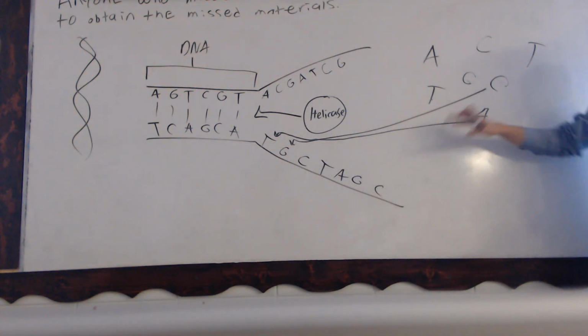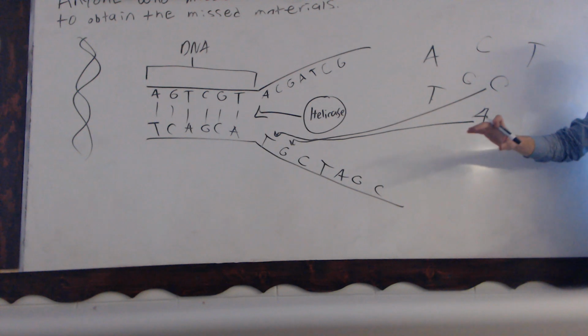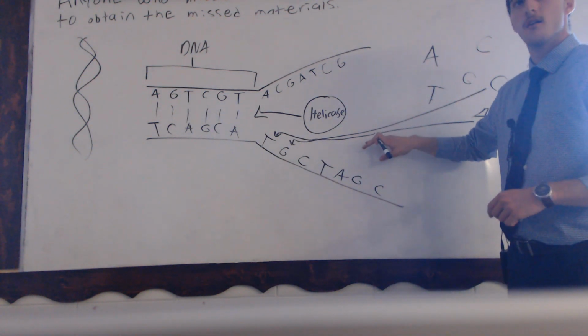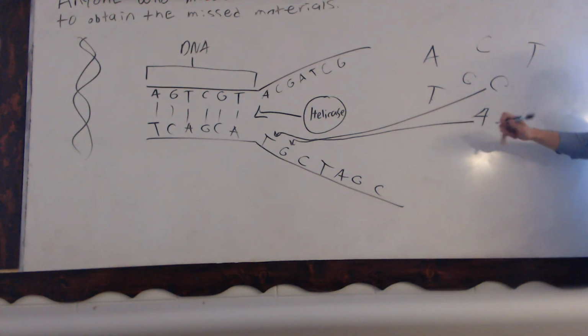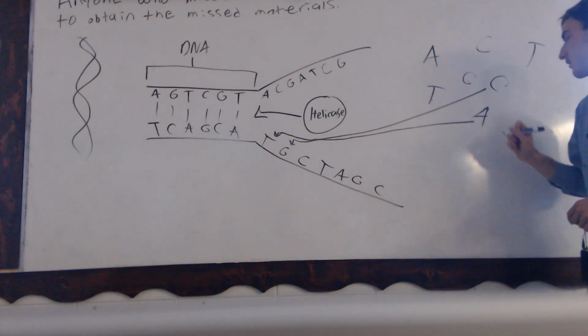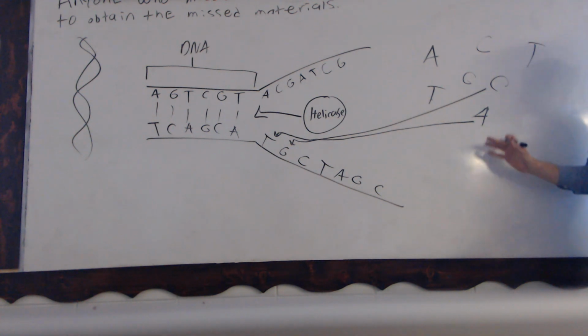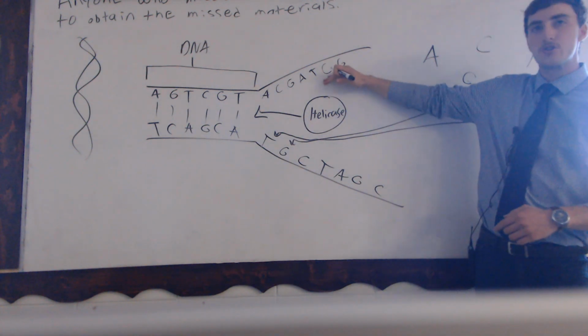Is this making sense? So they will bond. It's an A. So these are A, C, G, T floating around there, and they're going to come bond to the two strands that we're making.